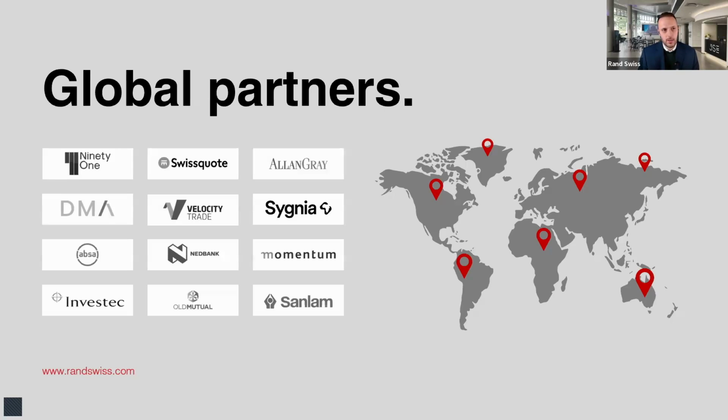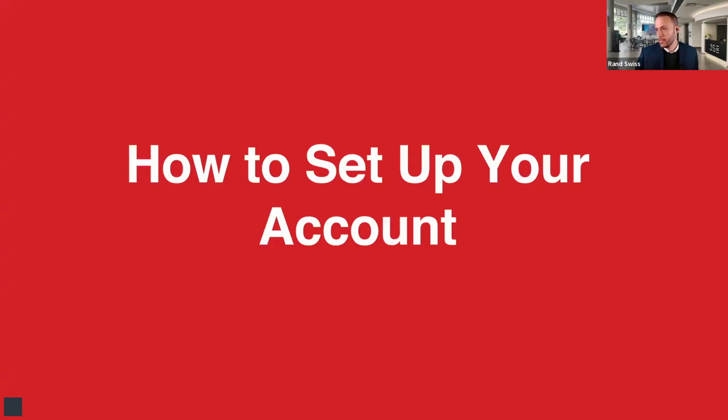So like I said, Velocity, very comparable to IG, really powerful technology, helped us win top online broker in the Financial Mail. I've worked with them for longer than Rand Swiss has been in existence. A great team there, really solid development team as well. So really nice technology. But yeah, it's one aspect of the overall offering that we give to clients.